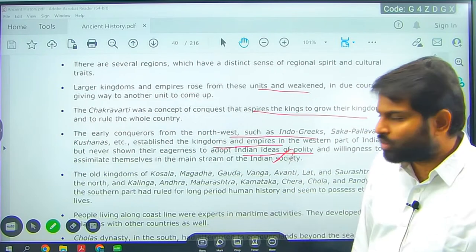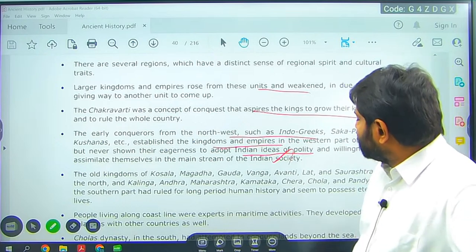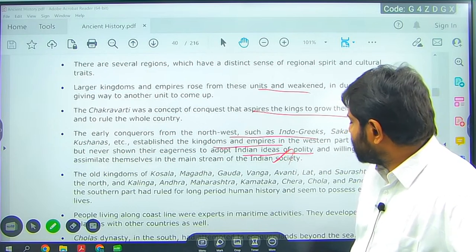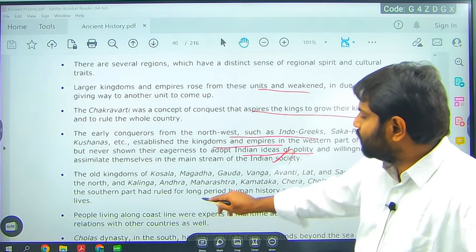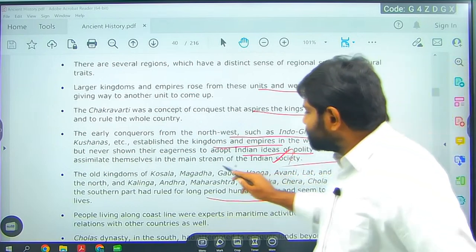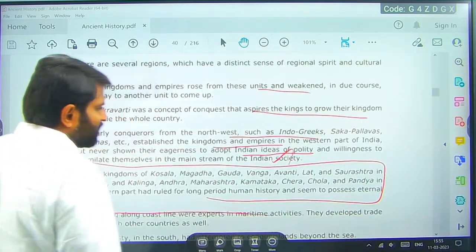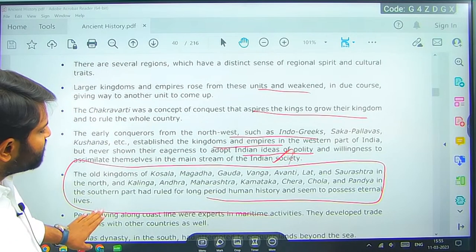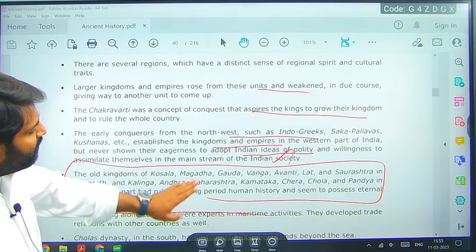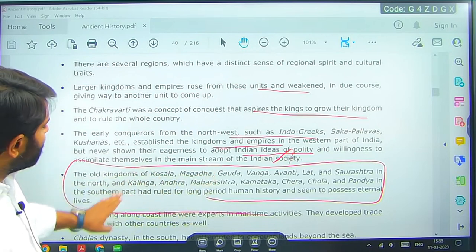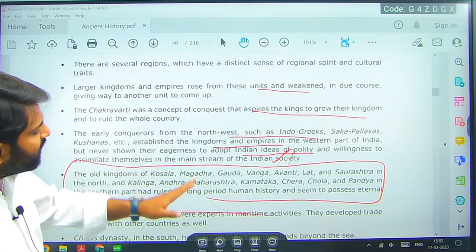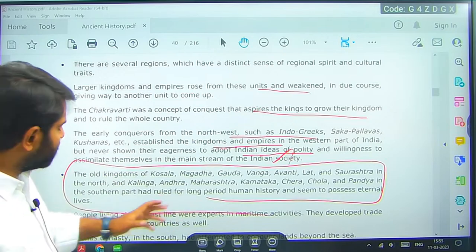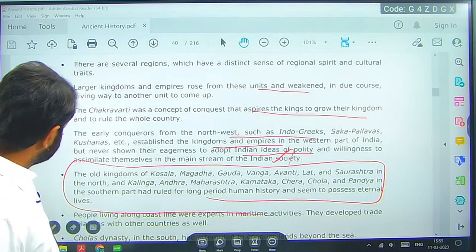The old kingdoms such as Kosala, Magadha, Gauda, Vanga, Avanti, Lath, Saurashtra in the north, and Kalinga, Andhra, Maharashtra, Karnataka, Chera, Chola, Pandya in the southern part ruled for a long period of human history, when they seemed to possess eternal lives. So the oldest kingdoms, when we talk about ancient history, are Kosala, Magadha, Gauda, Vanga, Avanti, Lath, Saurashtra, Kalinga, Andhra, Maharashtra, Karnataka, Chera, Chola, Pandya. These are the regions through which we are trying to depict those ancient dynasties.